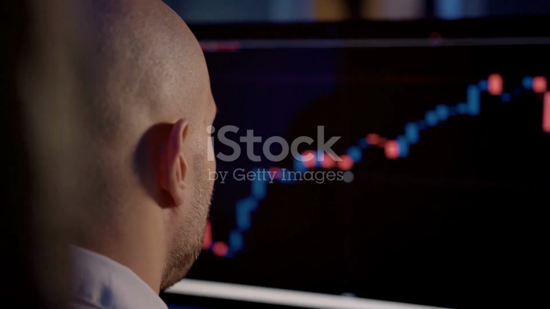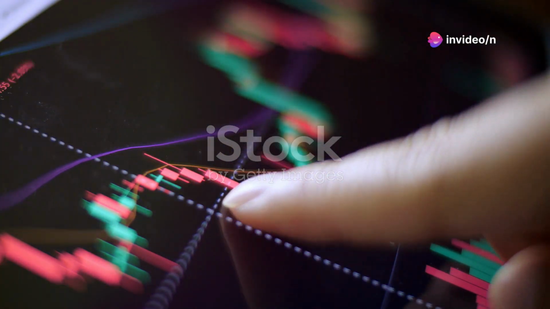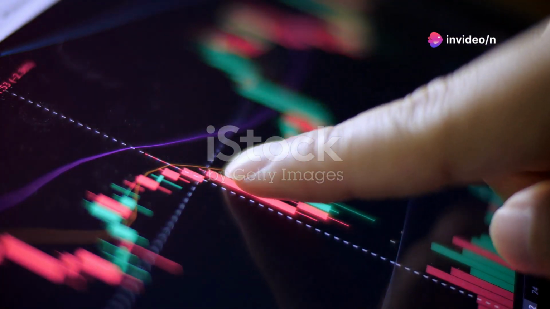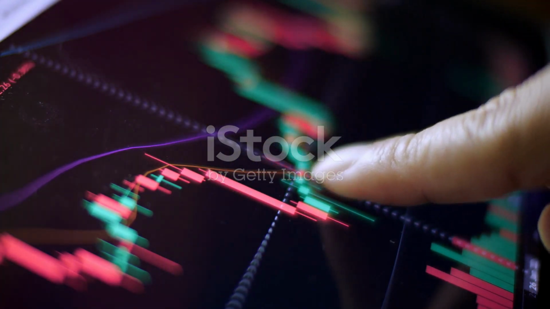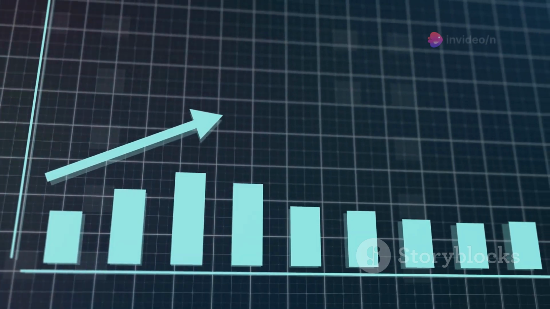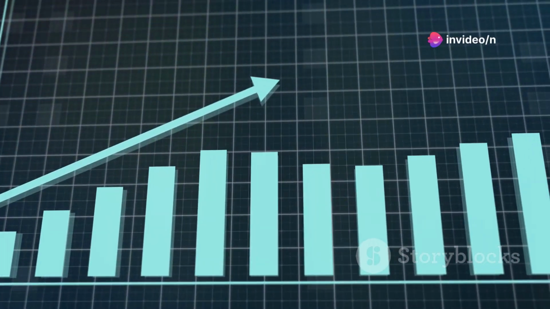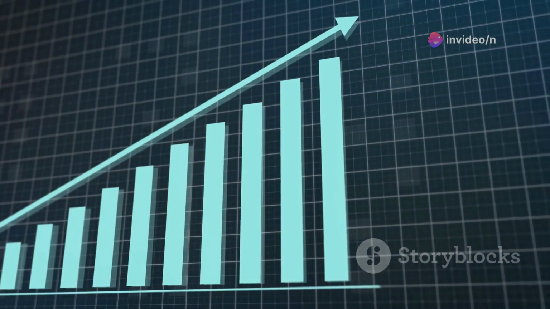Section 10. Chart analysis in action. To illustrate how chart analysis can be used in real-life trading, let's consider an example. This will help us understand the practical application of the concepts we've discussed so far. Suppose you are analyzing the chart of a stock that has been in an uptrend. This means the stock's price has been consistently moving higher over a period of time.